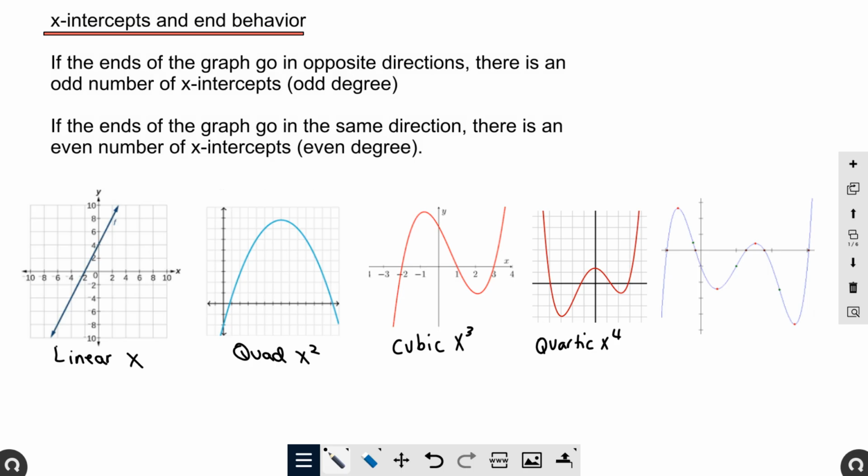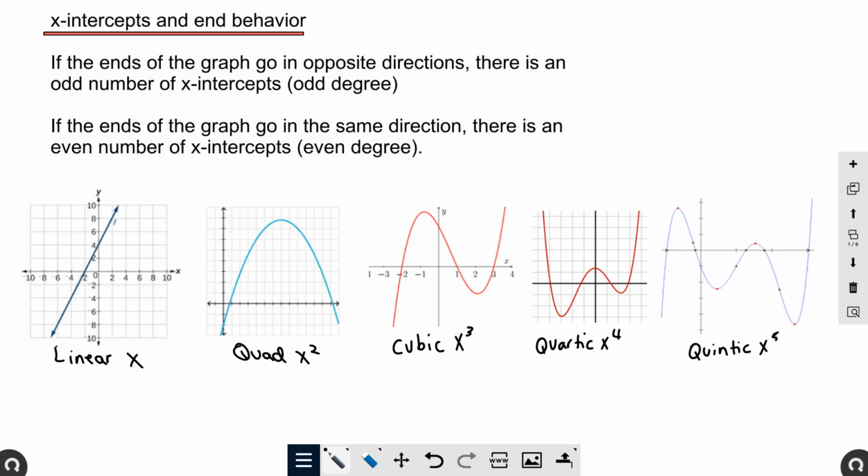But a lot of quartic graphs make this a W shape, but they could make just a parabola shape. It really just depends on, again, what your terms are. And guess what this one is? Yep, this is a good example of a quintic, or an x to the fifth. A quintic graph can also look like a cubic graph, just depending on what the terms are, again, in the middle. The key thing is the end behavior, which is like these two sentences, what they're saying up here.